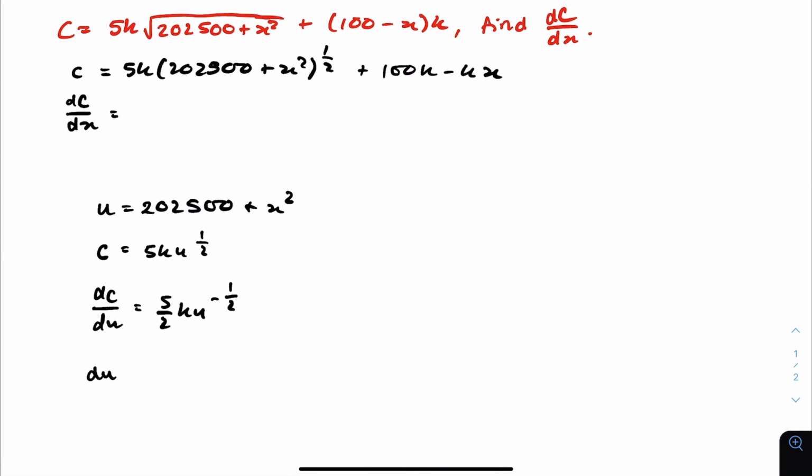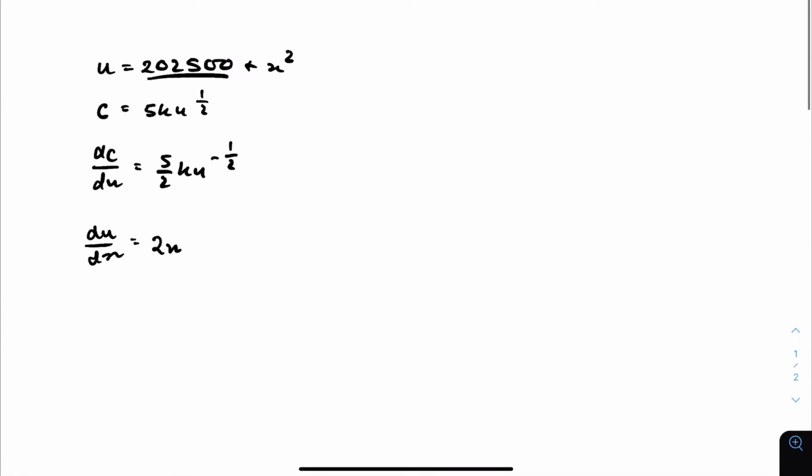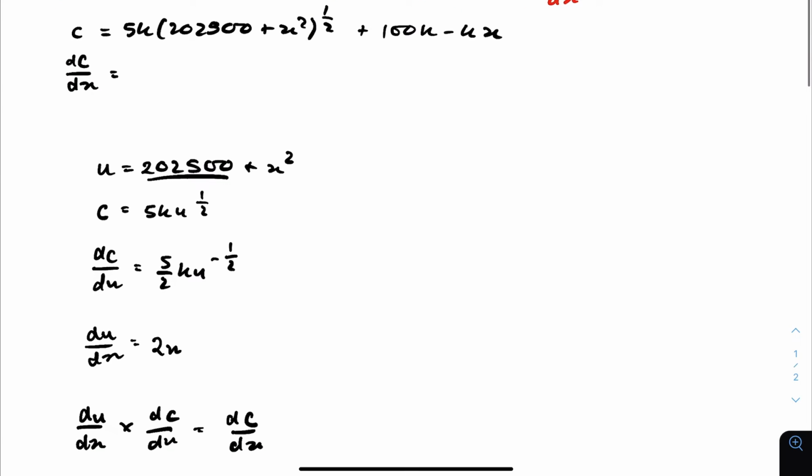So du over dx is equal to 2x, because this is a constant, and this just becomes 2x. Now, if we were to do du over dx times dc over du, we get dc over dx, which is the derivative and what we want to find. So we just multiply these two parts together. We get 5 over 2 k u to the power of negative half times 2x, which becomes 5kx u to the power of negative half.